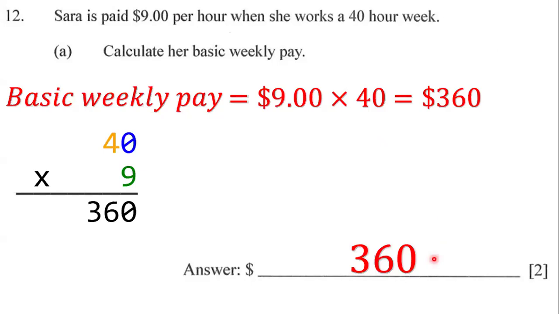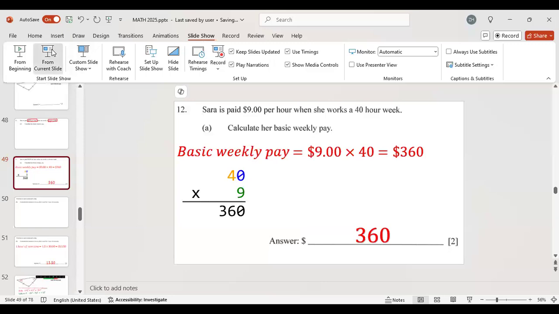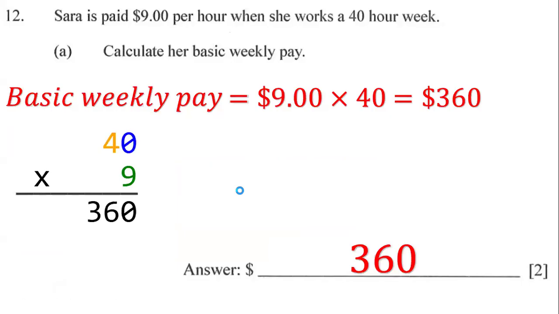Go ahead, Joseph. How do we get the 360? You say 40 times 9. Why did we use 40? Why did we use 9? Because it's 40 hours in a week and $9 per hour. Very good. Excellent. Cleveland, you understand this? Yes, sir. And Deja, do you understand this? Yes, sir.